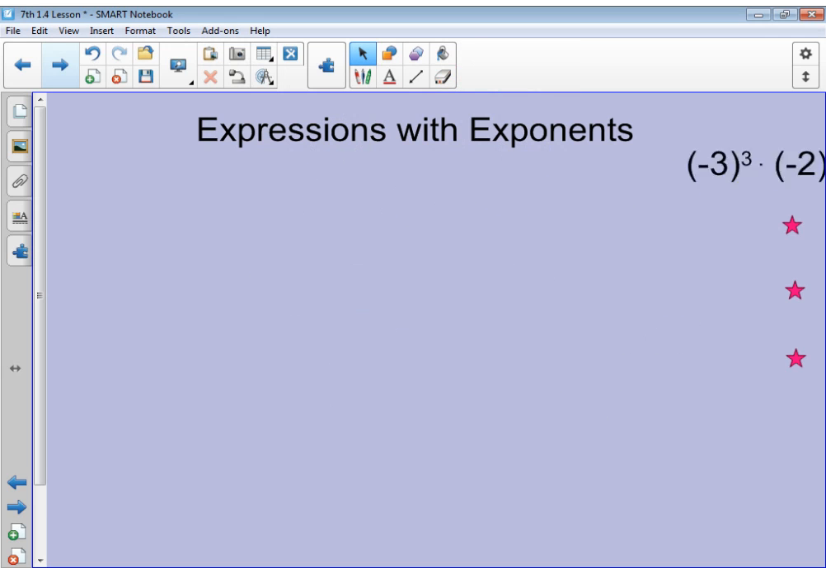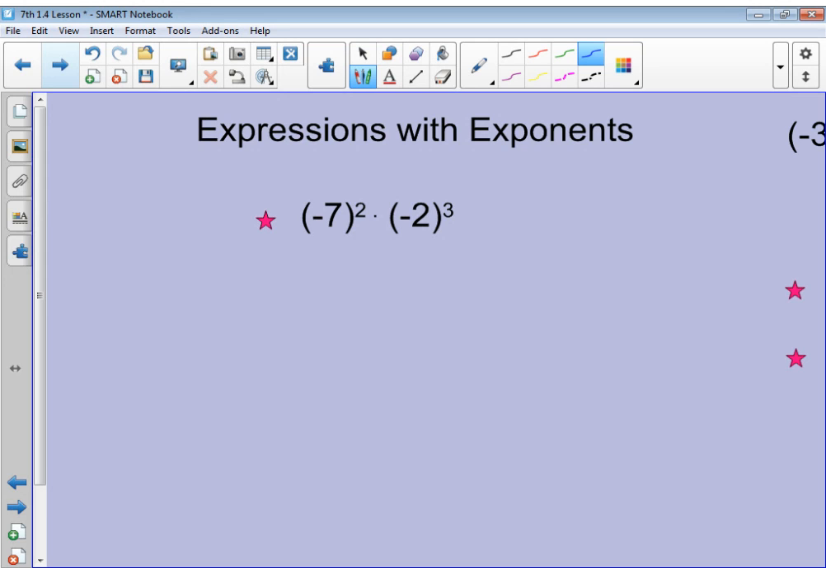Okay, so let's try another one. Once again, everything's in parentheses, so we're going to go ahead and simplify this. Because that's in a parenthesis, we get to use that rule of, hey, there's 2 negatives, so that's going to make it a positive. And then 7 times 7 is 49.